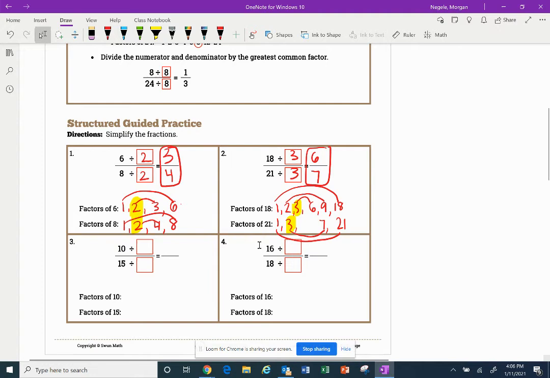We're going to do 2 more together, and then you will complete the rest on your own. All right, number 3, factors of 10. I know that I'm always going to start with 1 and then whatever I'm looking for. So whatever the number is, my numerator and my denominator. So 1 times 10, 2 times 5, and that's it. Those are the only factors of 10. Let's do our rainbow, connect those so we know what goes together when we multiply and divide.